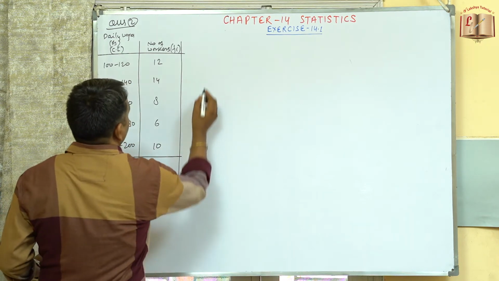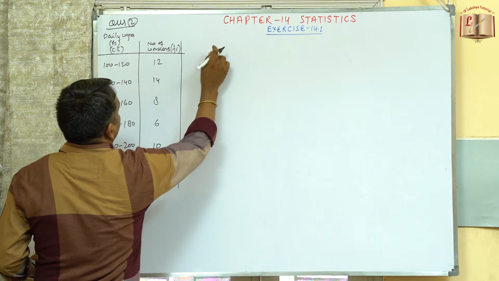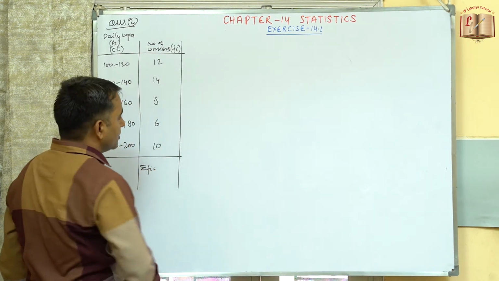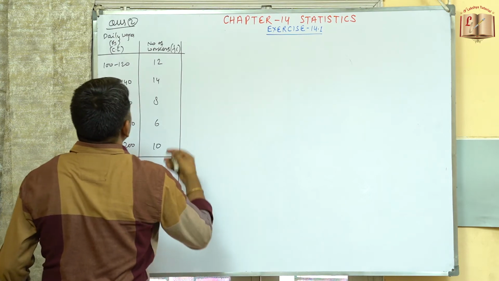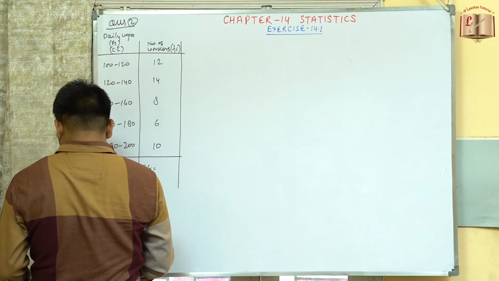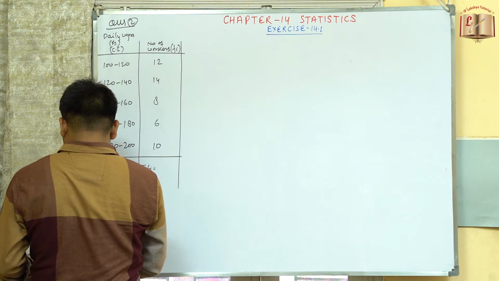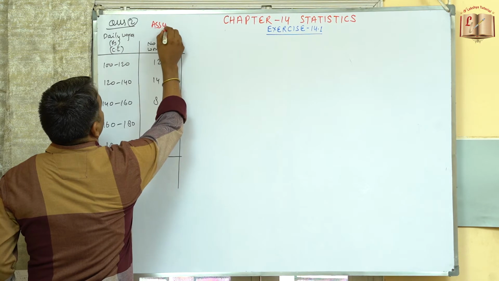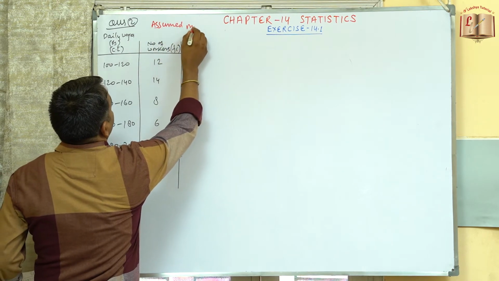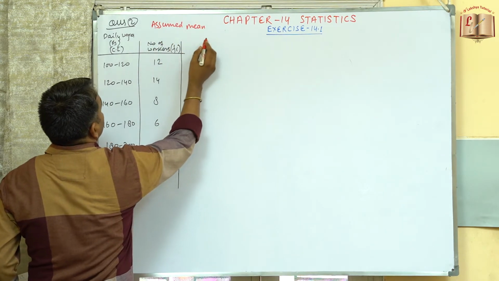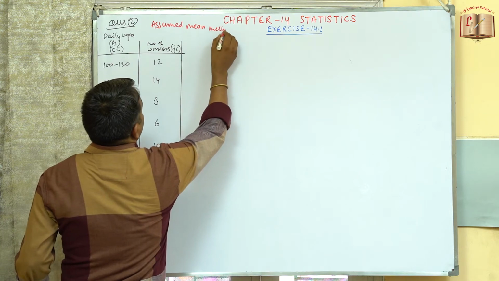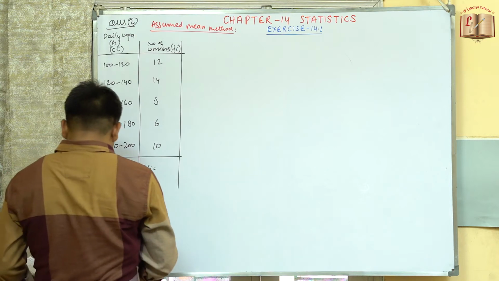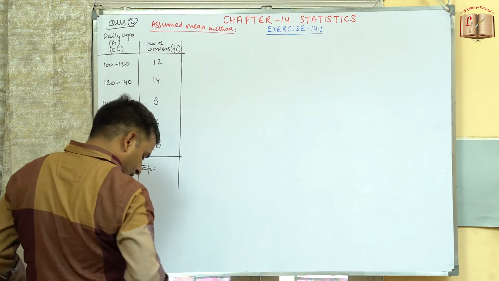Now we need to find out this. So we'll choose here this assumed mean method. So we can write down this is the assumed mean method. So we are following assumed mean method. So we are taking the assumed mean method for this question.